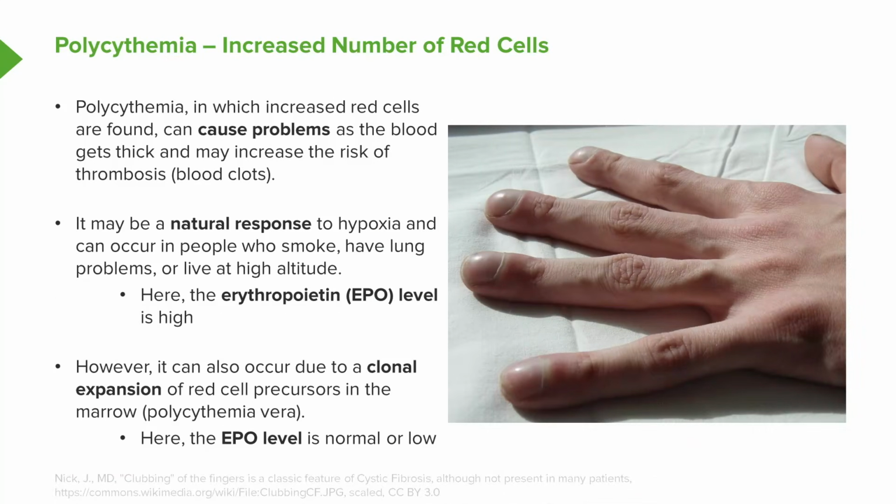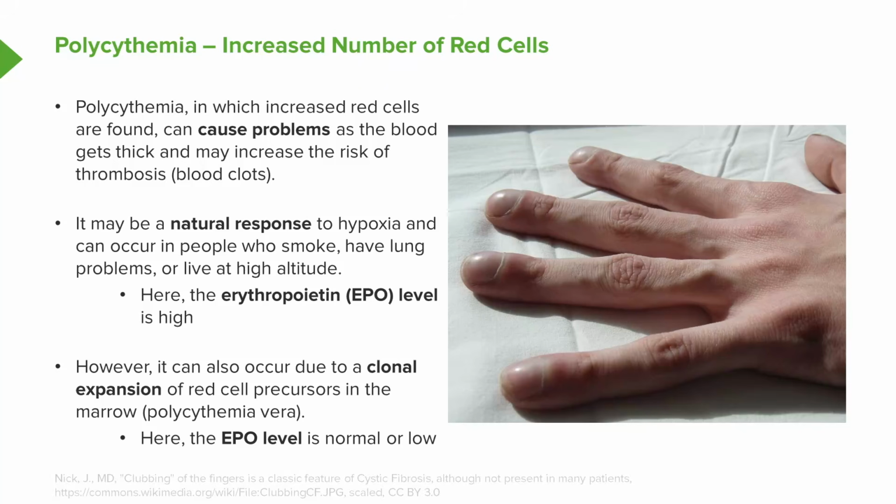However, this can also occur in patients who develop a clonal expansion of red cell precursors in the bone marrow, called polycythemia vera. And here, the erythropoietin level is normal or reduced. The bone marrow is essentially out of control. It's not responding to erythropoietin. It's growing autonomously on its own, producing too many red cells.